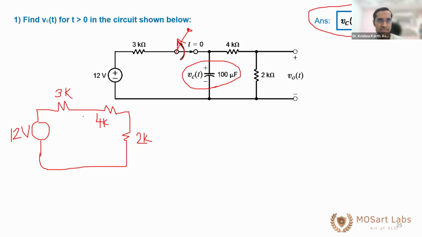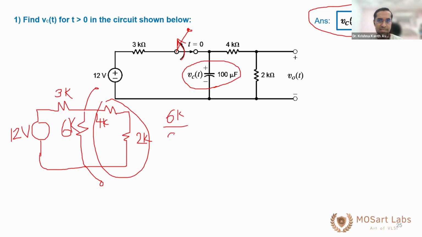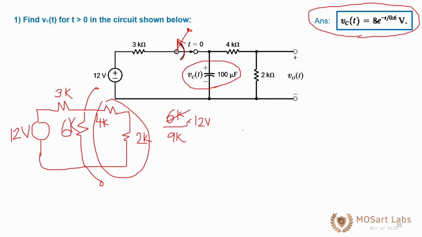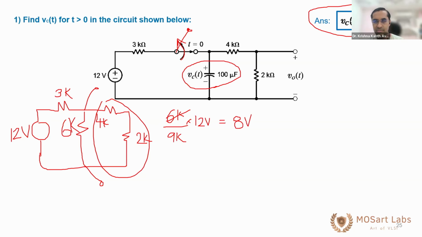Okay. Now, what is VC of t? VC of t is this voltage. So are 4K and 2K in series? So can I replace this entire thing as a 6K? Now, what is the voltage across 6K? 6K by 6K plus 3K, so 9K, into 12 volt. Correct? So this is 2 by 3 into 12, so roughly around 8 volt. Kavya, do you agree that this is 8 volts and not 12 volts?